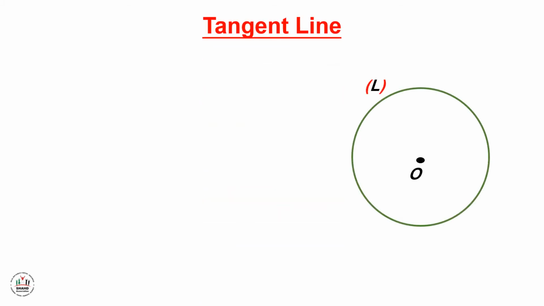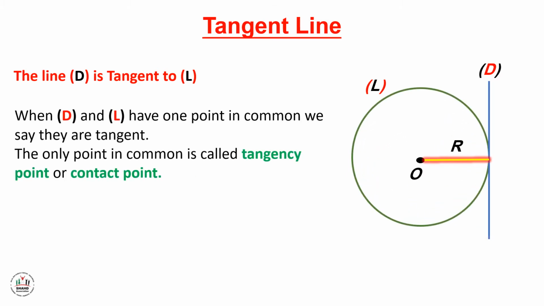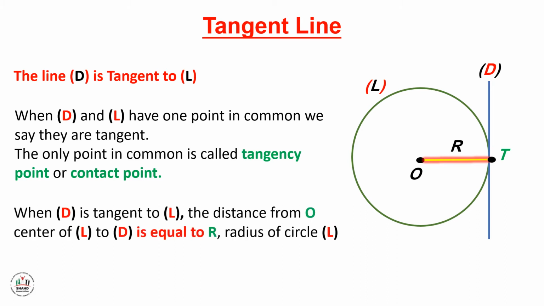Tangent line. If you have a circle L with center O and radius r and line D, this line D is considered as tangent to the circle L. Why? Because OT, or the distance from point O, the center of the circle, to the line D, is exactly equal to its radius. And in such manner, line D has only one contact point with circle L. So line D is considered as tangent to circle L with condition d equals r.